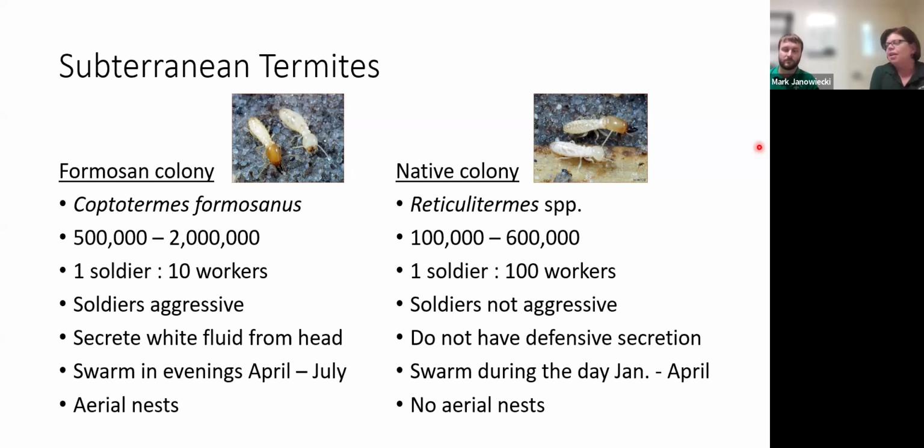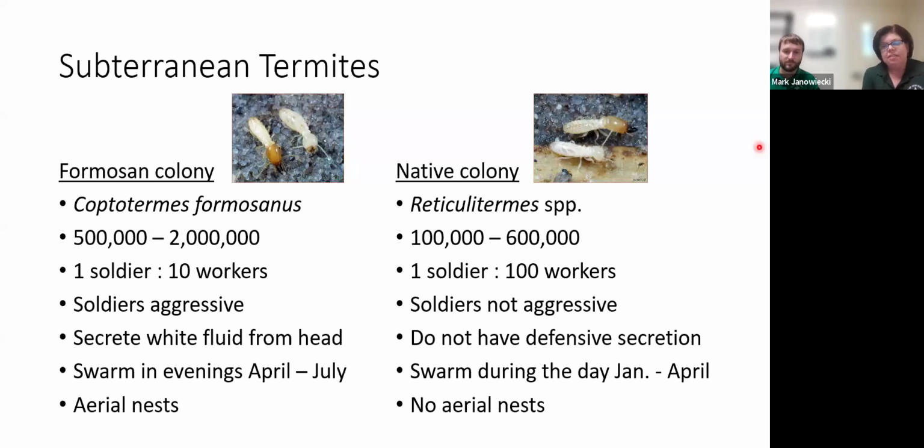And actually, our poor native termites have the reputation now of kind of having wimpy soldiers in their colonies. When we interact with a native subterranean termite colony, it can be very difficult to find a soldier. Whereas if you're interacting with or breaking open a mud tube of a Formosan colony, a bunch of soldiers will come pouring out and really show their aggressive nature. They have this white fluid they will secrete from their head to help defend their colony as well. Native termites don't do that.